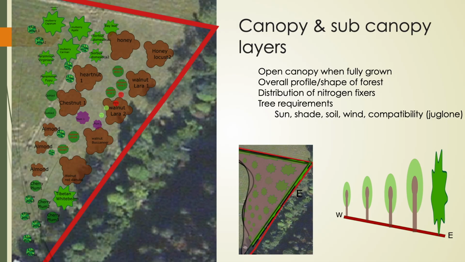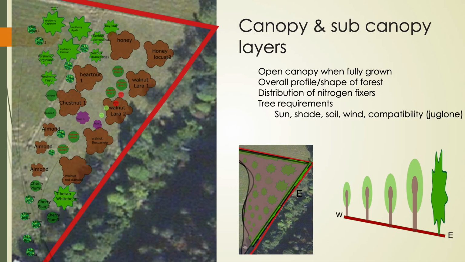When we were looking at the canopy layers, we were also looking at having a distribution of nitrogen fixers. So we have some autumn olives scattered around to give some nitrogen in the canopy layer, as well as some Elaeagnus and some sea buckthorn and other sort of soil feeders in the hedgerows.